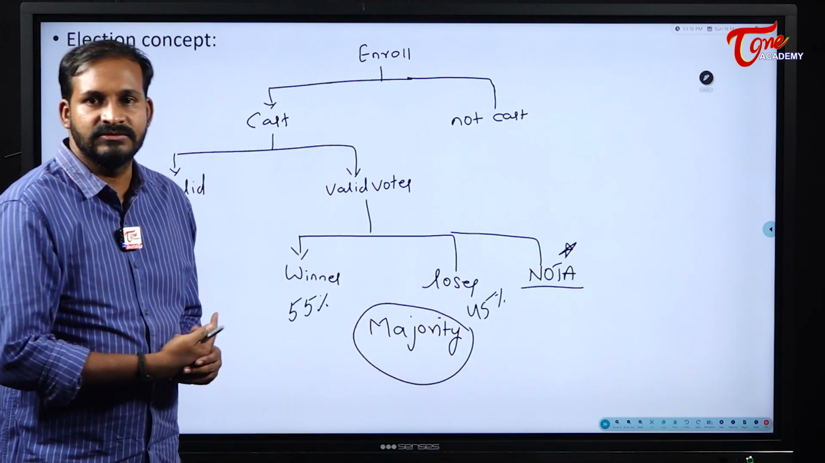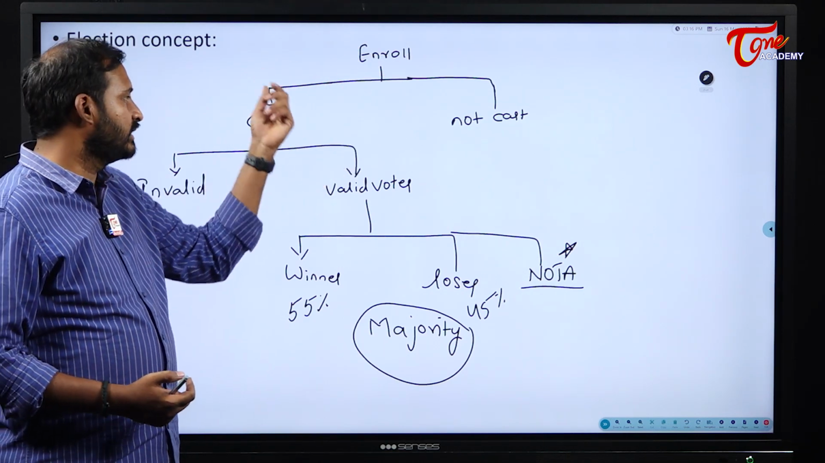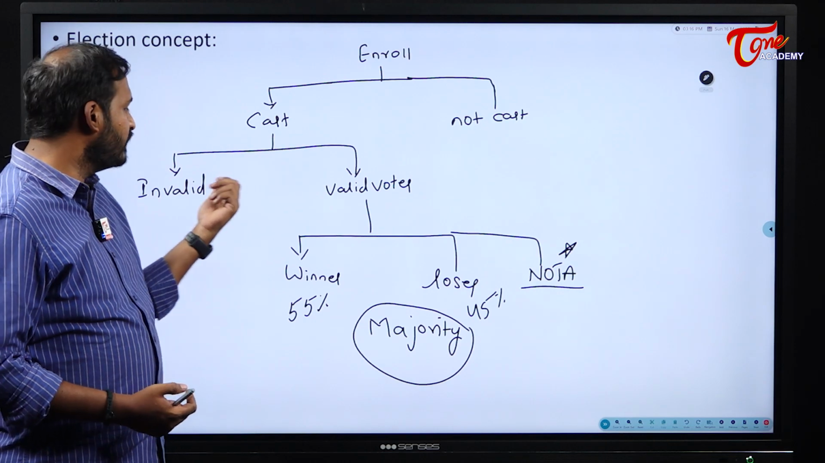This is the hierarchy which we will have. Enrolled votes are the total number of votes. From the persons who cast their votes, we will have two more sets.